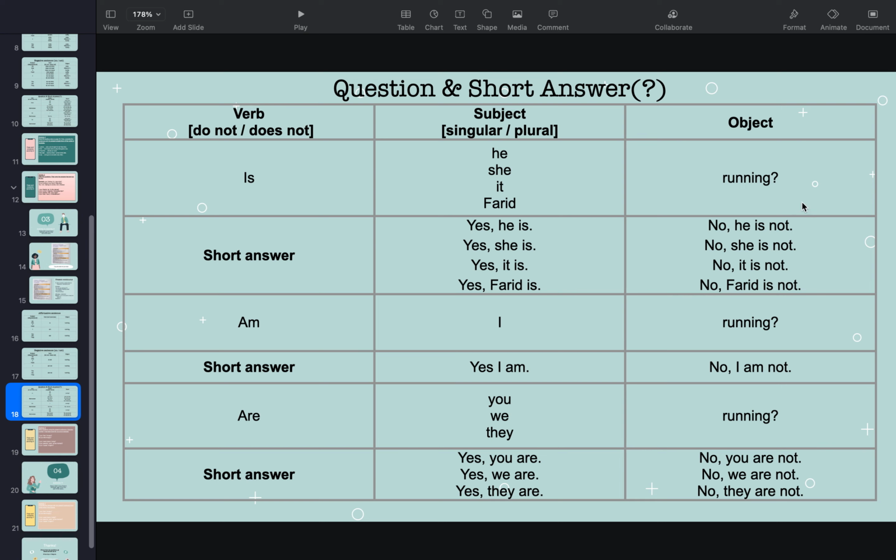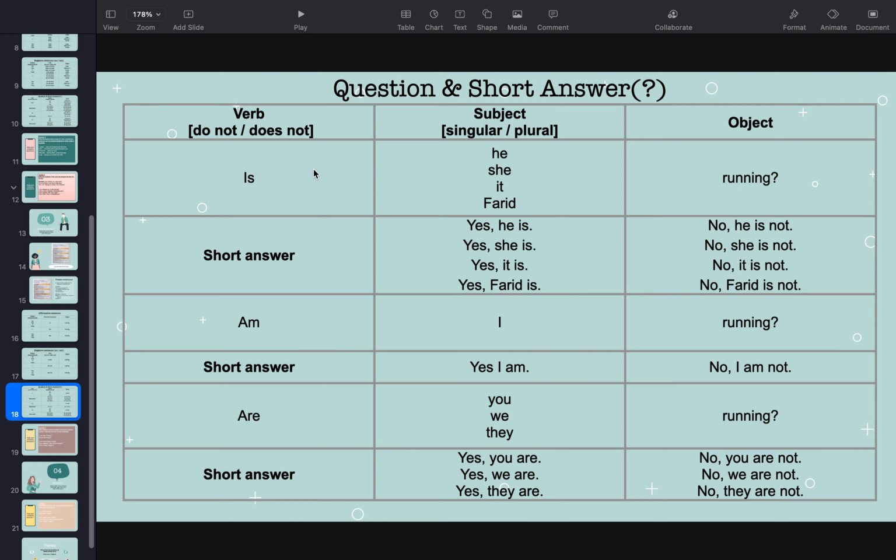Is he running? The verb is placed at the front. Okay, verb itu diletak di awal ayat. Is he running? Adakah dia sedang berlari? Am I running? Am I? Okay, adakah saya sedang berlari? And then we have, are you running? Are we running? Are they running?